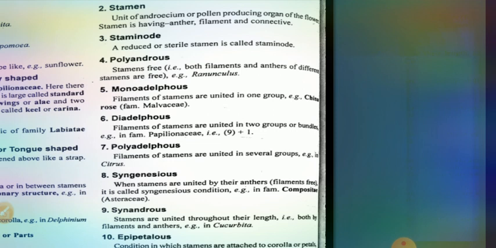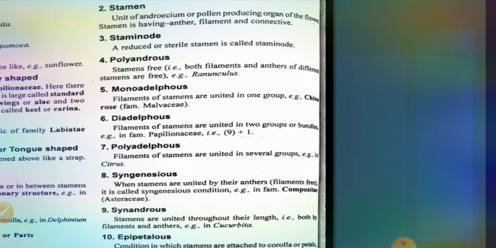Then polyandrous, more than one androecium, or the stamens are free, both filaments and anthers are different in stamens, then this is known as the polyandrous. It is mainly seen in case of the Ranunculaceae family, for example Ranunculus. Then monoadelphous means united in one group. The filaments of the stamens are united into one group. Then diadelphous means united into two groups, or bundles.